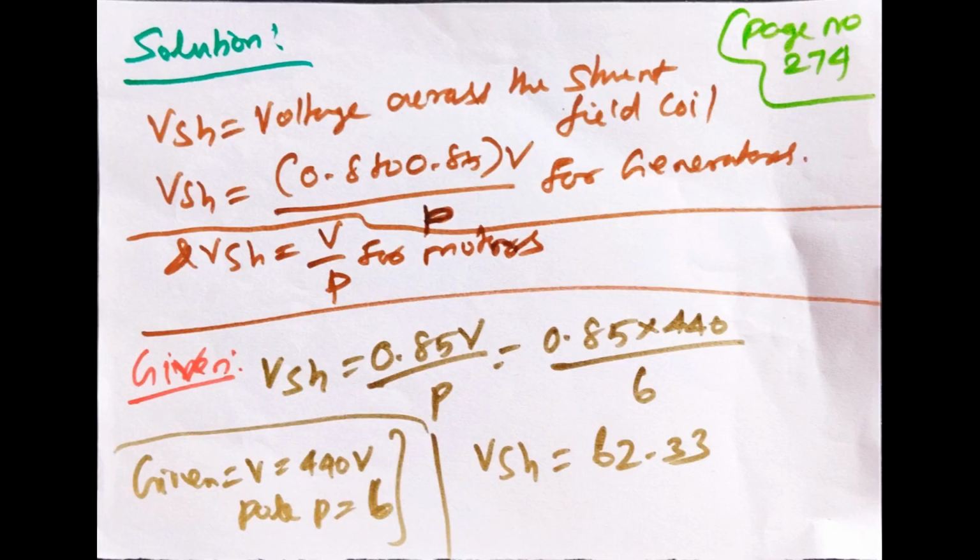I already explained in the theory class the VSH formula: VSH is equal to 0.8 to 0.85 V divided by P for a generator, and VSH is equal to V divided by P for a motor. In this question the given supply voltage is 440 volts and we assume a voltage drop of 50% across the field regulator, as mentioned in the question. So we obtain VSH is equal to 0.85 V divided by P, which is 0.85 into 440 divided by 6. Given V is equal to 440 and pole value P is equal to 6. VSH is equal to 62.33.